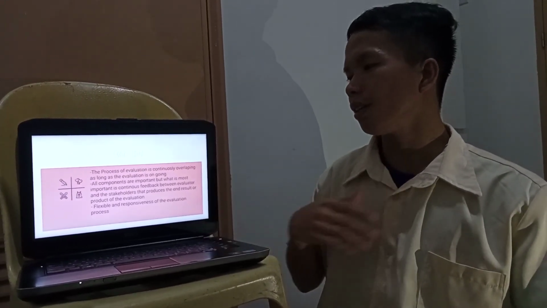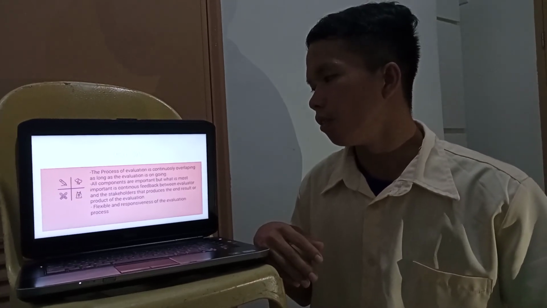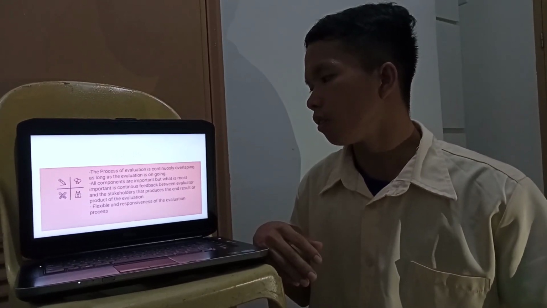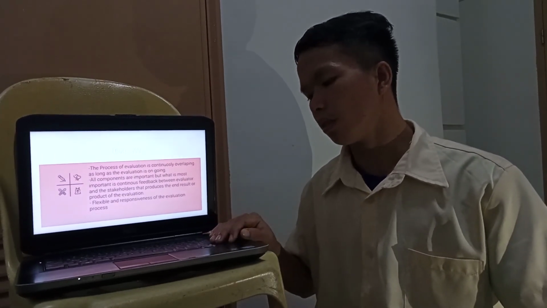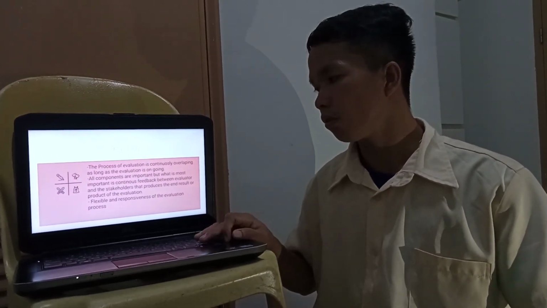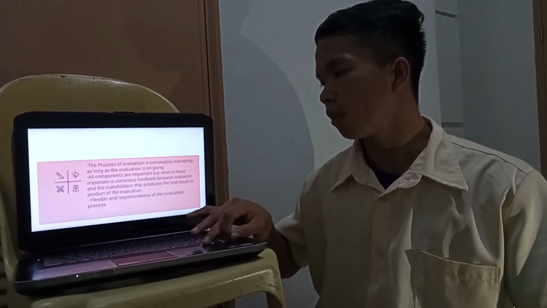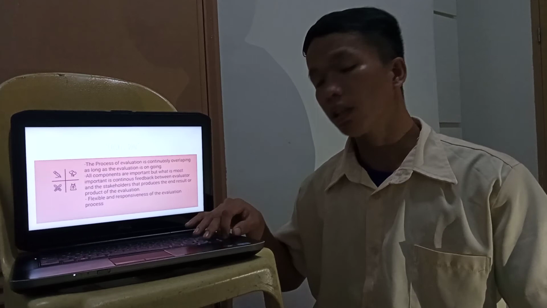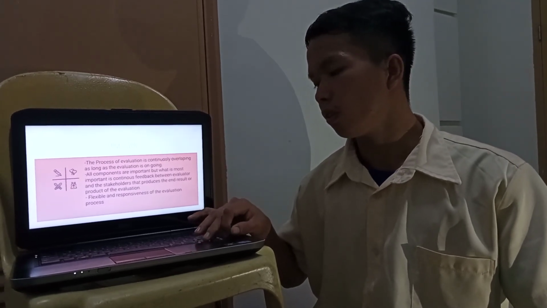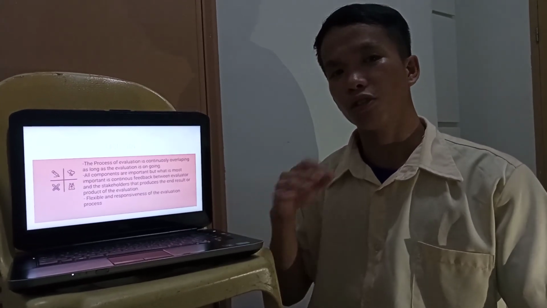So kato gingon og ganiha, the stakeholder, for example the teacher. So they must be the one. So the teacher will produce, kita ang hatag sa outputs or sa product nga gihatag sa teacher.